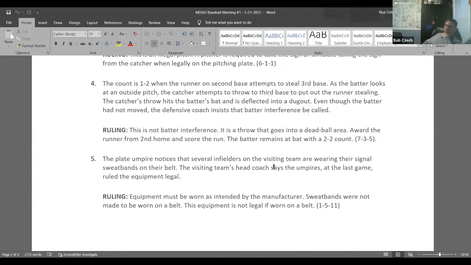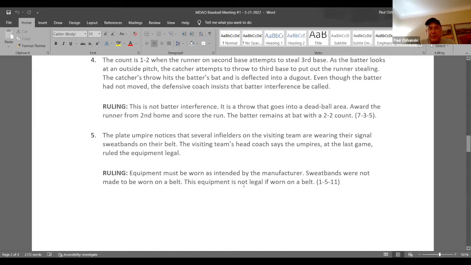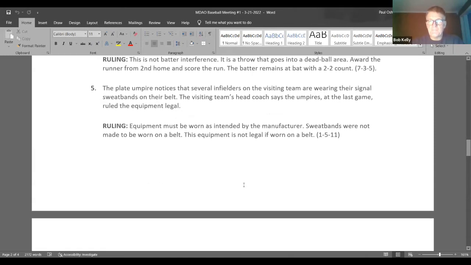If the batter's not doing anything he should not normally be doing, you can't penalize him. If he's trying to get in the way, or you think he's trying to get in the way, you can penalize him. Hopefully you won't see that too many times.